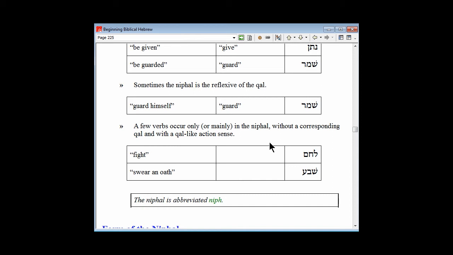Reflexive is when I do an action, and because I'm doing the action, there's something about it that sort of comes back on me as a result of my own causation. I hit myself would be reflexive. Anytime you have reflexive, you're going to have something like himself, herself, itself, themselves, to bring this out in English. But that's the basic difference between active, passive, and reflexive. Reflexive is also known as middle. If you've had Greek grammar, that would have been the way you would have heard about it there.